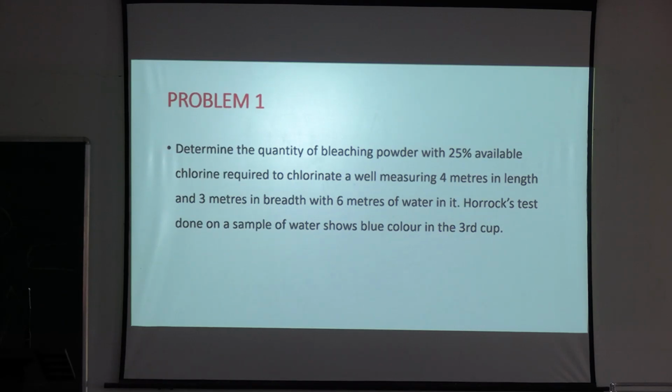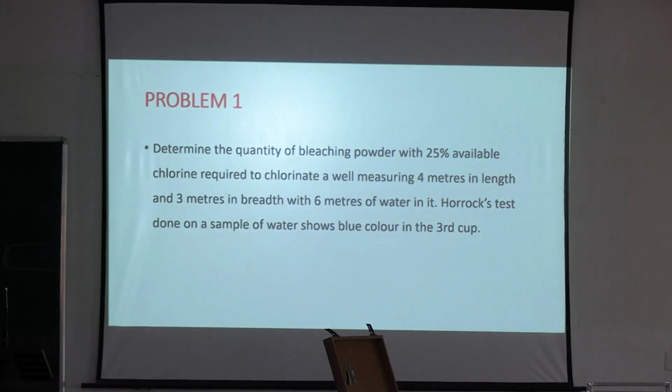Though it is called a well, it is almost like a tank, isn't it? It is rectangular, it is not circular. So 4 meters in length, 3 meters in breadth and 6 meters in depth. Horrock's test done on the sample of water shows blue color in the third cup. Find out the amount of bleaching powder that will be required to disinfect this well. So how will you find out the volume of water? What is the formula? Length into breadth into height, isn't it?